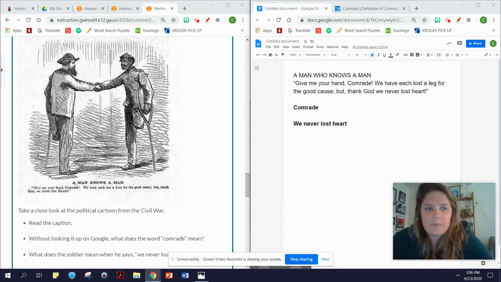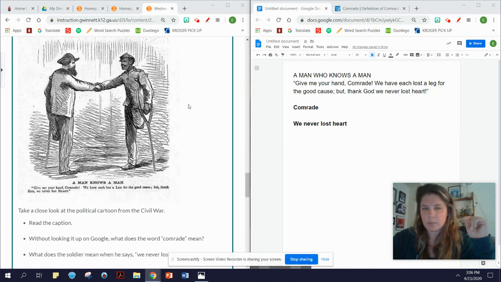So it shows two men shaking hands. It looks like both of them maybe are missing a leg, or their leg is up. It's kind of hard to see the caption right here, so I typed it over here bigger. It says, "A man who knows a man. Give me your hand, comrade. We have each lost a leg for the good cause, but thank God we never lost heart."